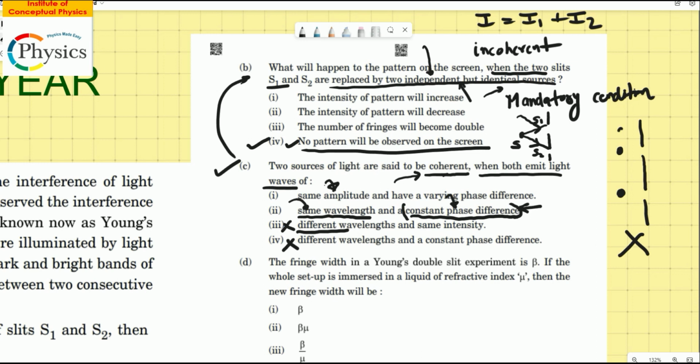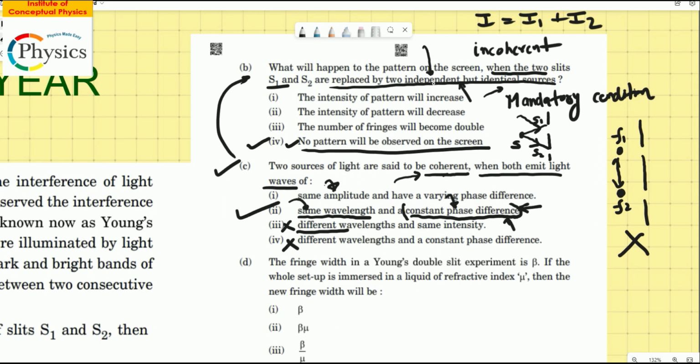If you just keep the frequency of this and this the same, and these are independent, the phase difference between these two will vary. They will not be able to produce any pattern. You can only produce a pattern with coherent sources, for which you need a constant phase difference as well as the same wavelength. So answer number 2 is the correct answer.